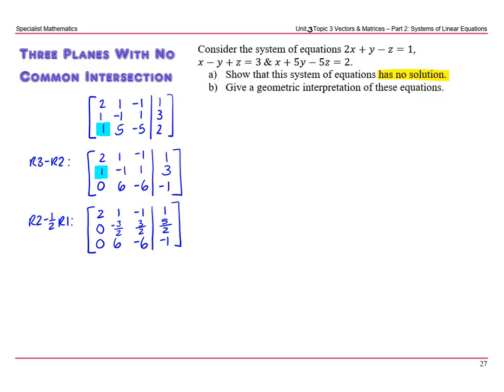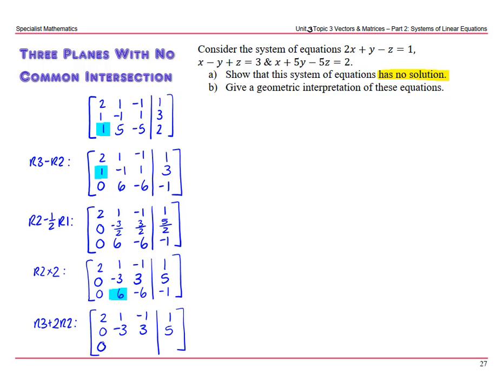Now, to make my life easier, I look at all those fractions and think they're awful. So I'm going to go row 2 times by 2 and get rid of them all. So I have 0, negative 3, 3, and 5. And my last step is to get this 6 to be 0. So I'm going to go row 3 plus 2 lots of row 2.